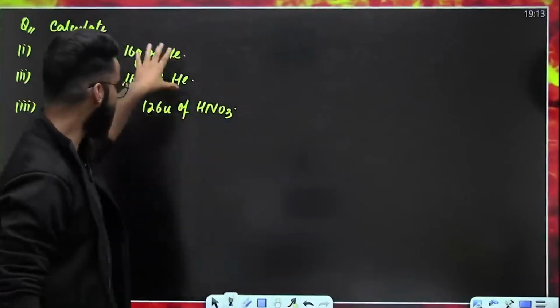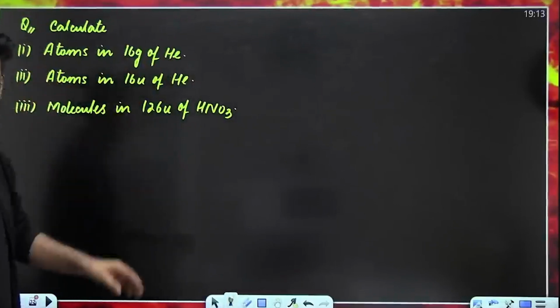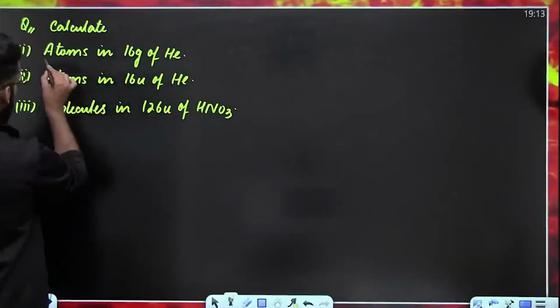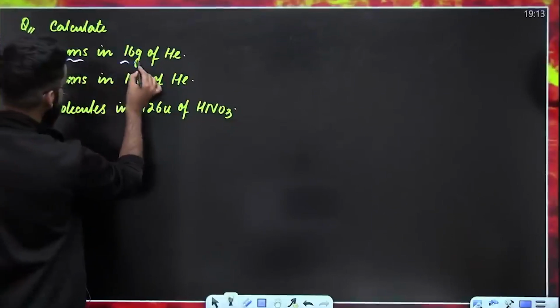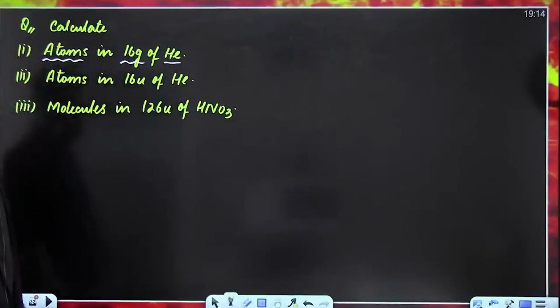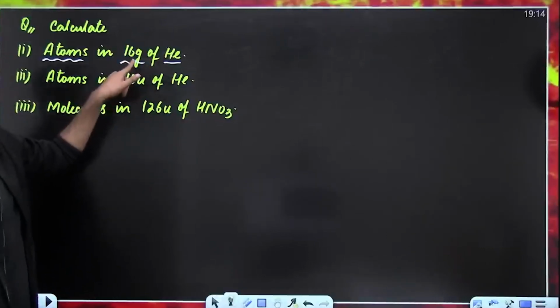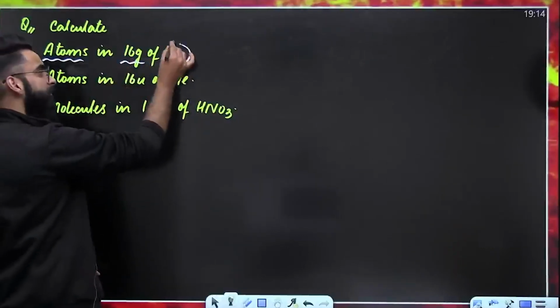So here we have got again 3 more questions. Look at these questions here. These are again simple questions, basic questions. Calculate the number of atoms in 16 grams of helium. 16 grams of helium. You have to calculate atoms. So mass of helium is given, right? You have to calculate atoms. Helium is given in atomic form.